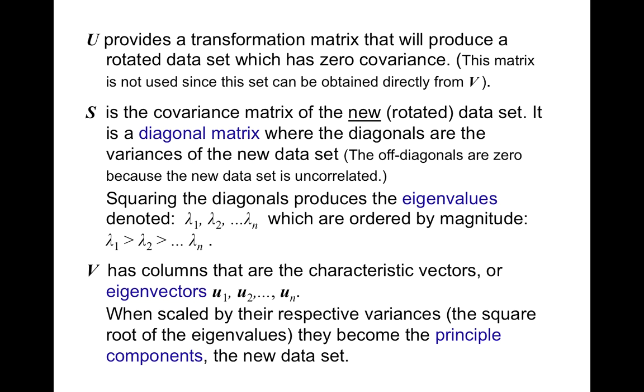So if you square the diagonals of this covariance matrix, you get the eigenvalues. And the eigenvalues are ordered by magnitude. V has columns that are characteristic vectors or eigenvectors. When they're scaled by their respective variances, they become the principal components or the new data set.